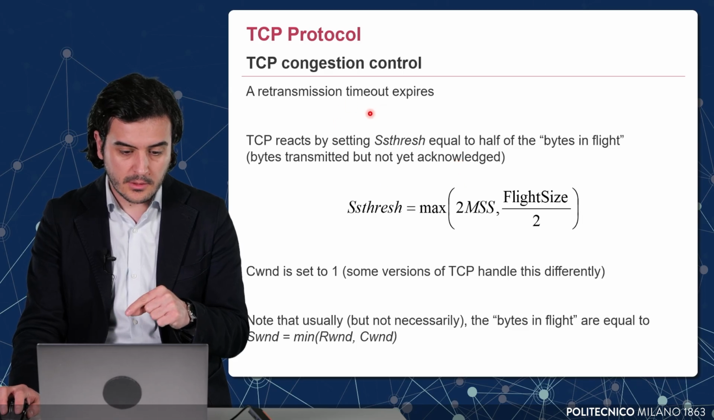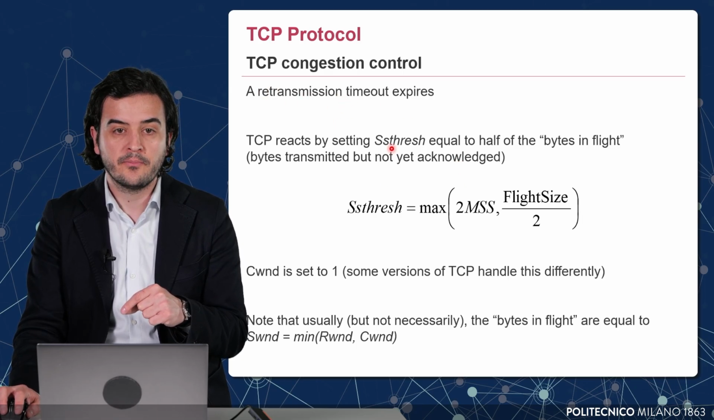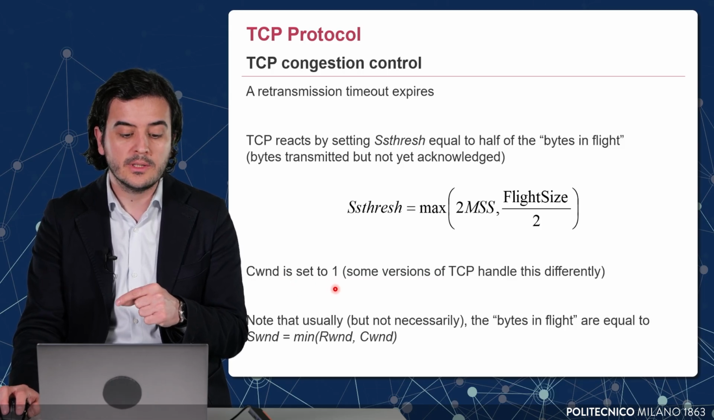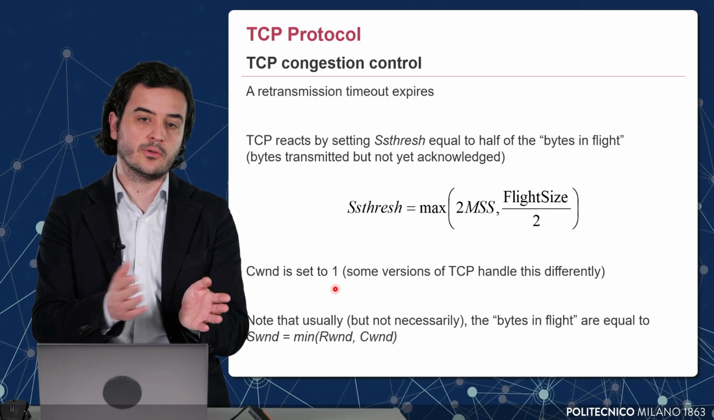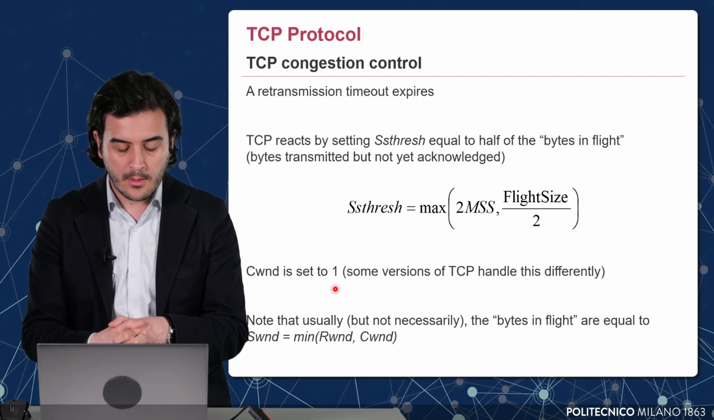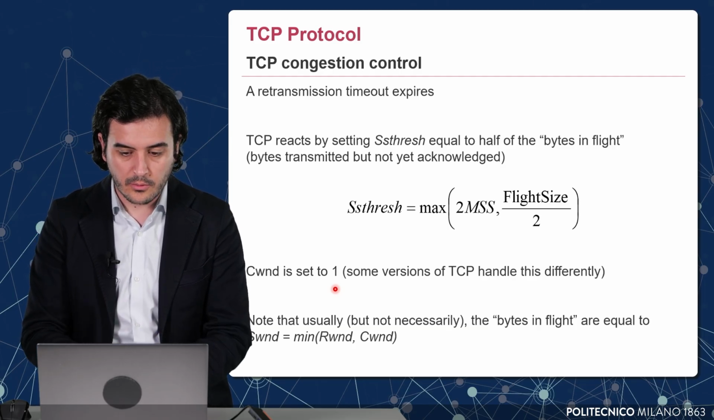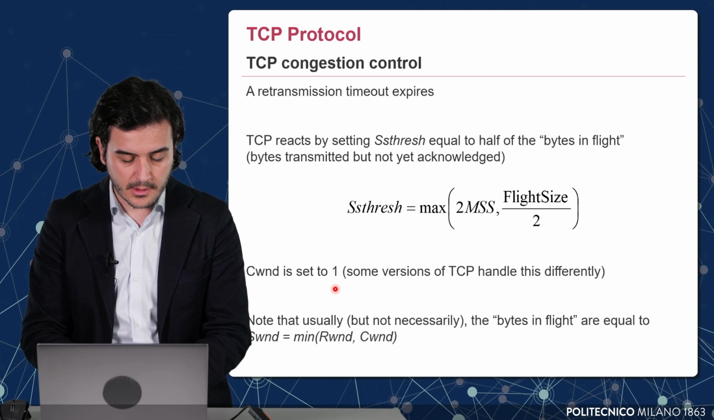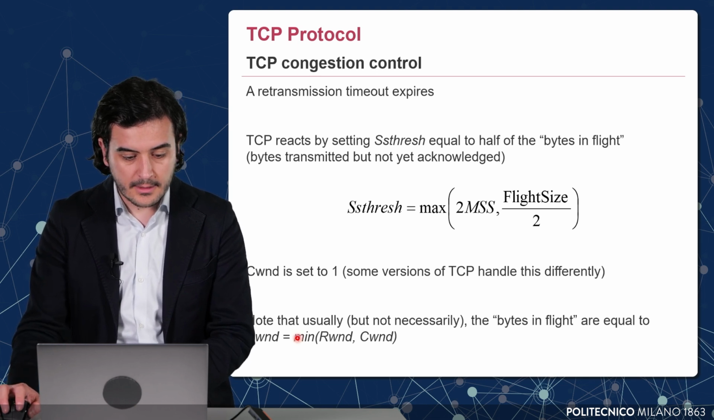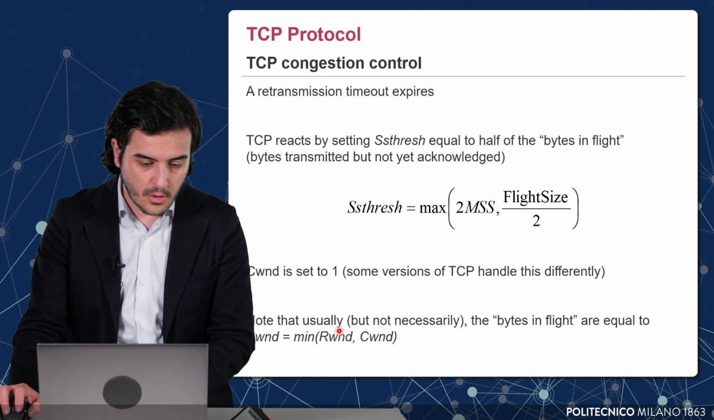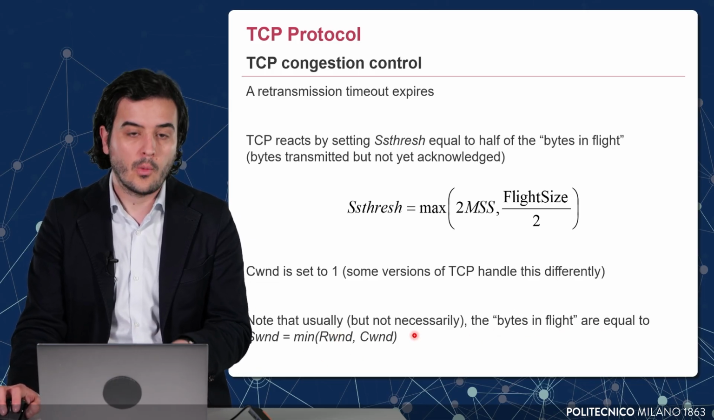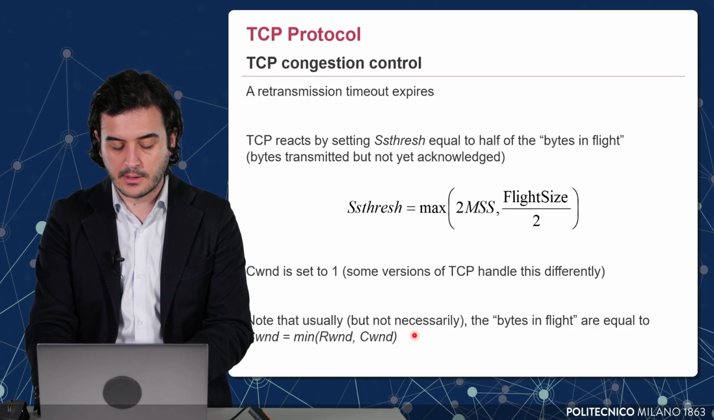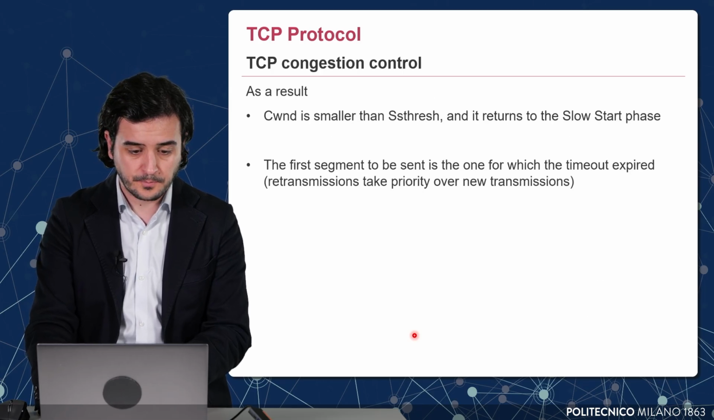When we have a scenario in which the retransmission timeout expires, then the congestion window will be set equal to 1. This might depend on the different versions of TCP, but that's somehow the rule according to which we usually set the congestion window. And here is a note on what usually is the value of the bytes in flight. However, this does not necessarily have to be the case always.